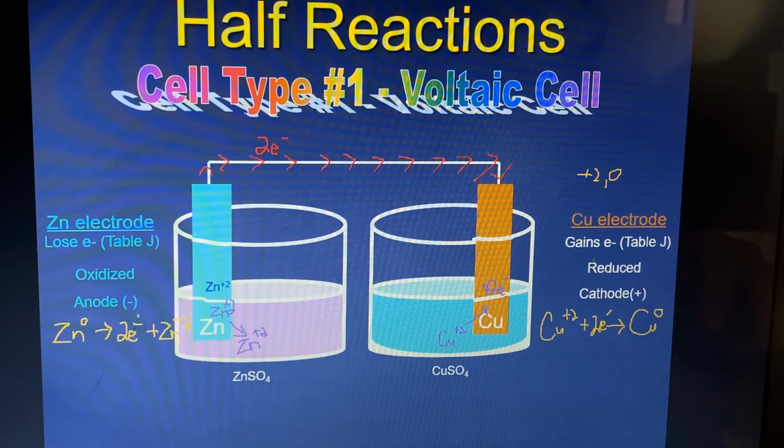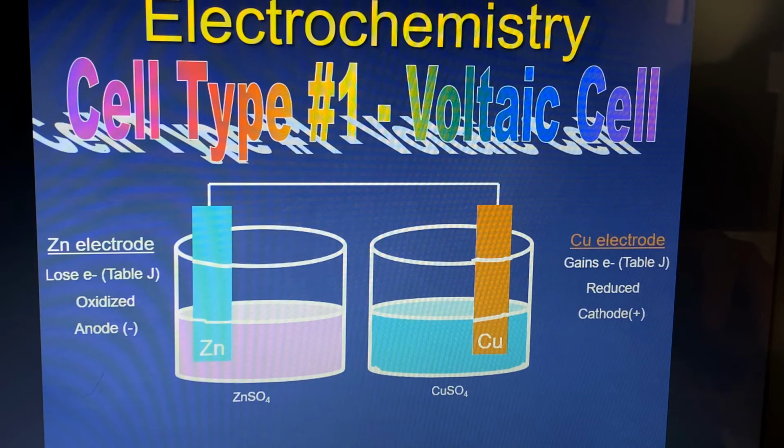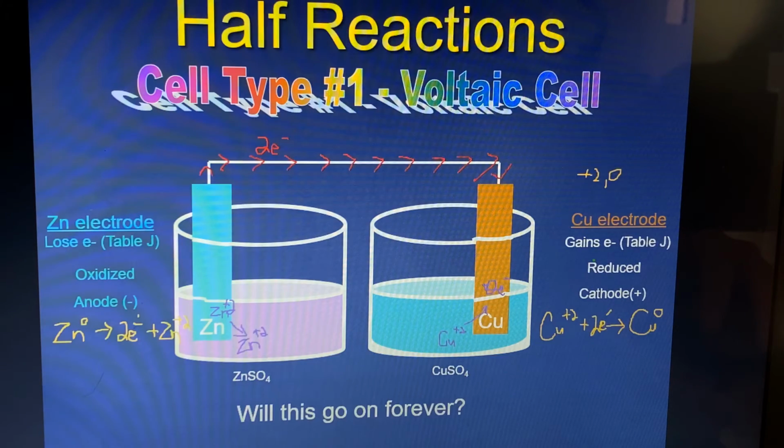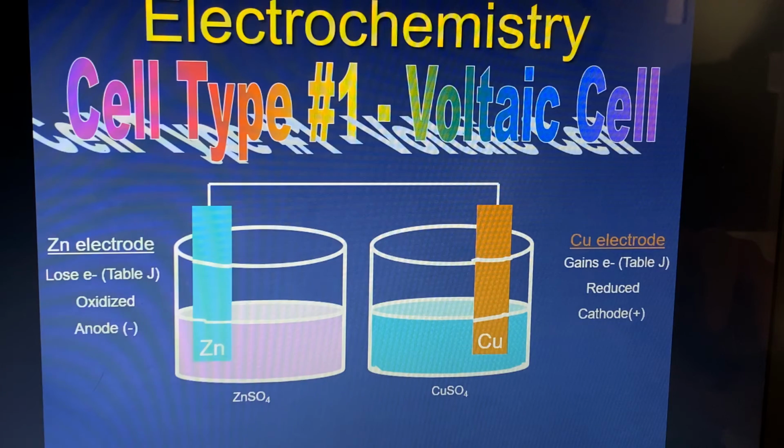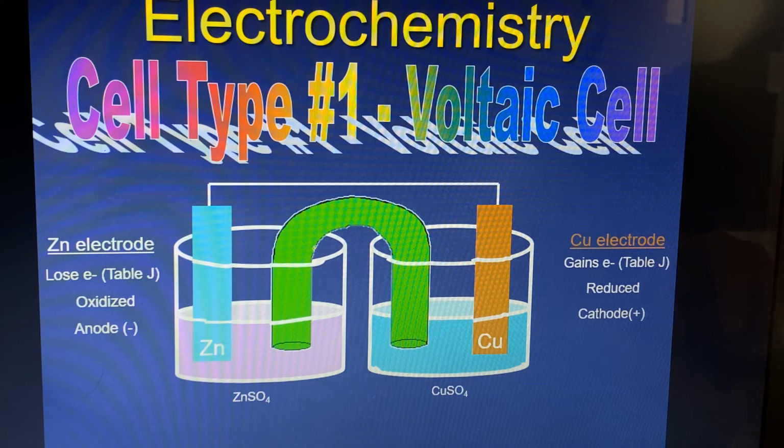This is just showing the electrons going through. All right, so here's the same thing right here. Now, what has to happen for this to continue is we need this big green thing here.